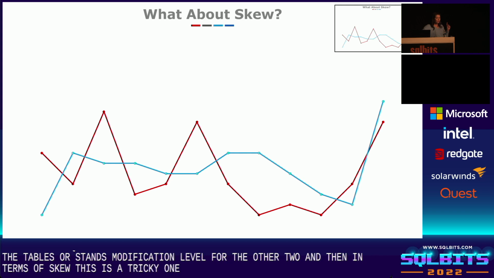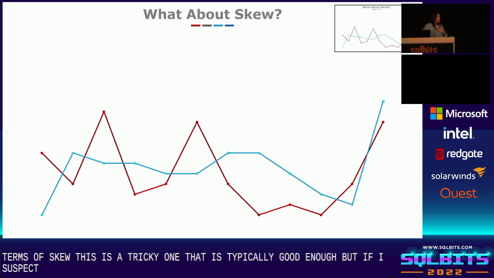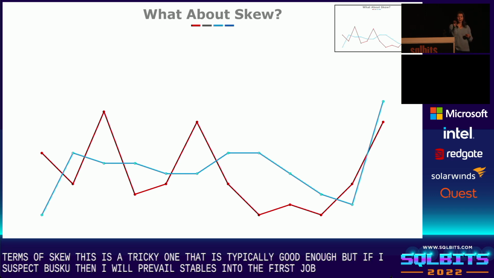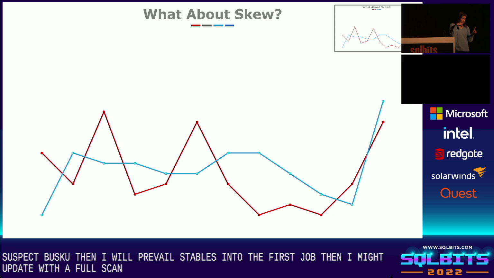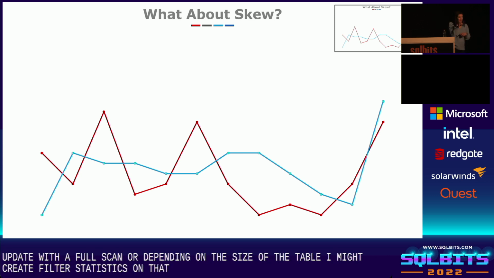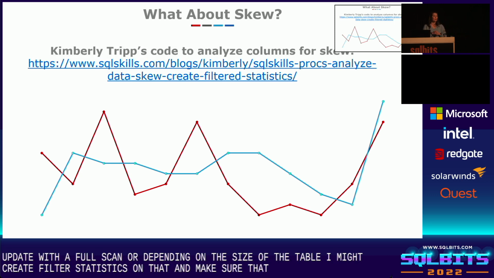The default sample for stats is typically good enough. But if I suspect there's skew, then I would pull those tables into a 4th job that I might update with a full scan. Or, depending on the size of the table, I might create filtered statistics on that and make sure that that gets updated with the job as well.